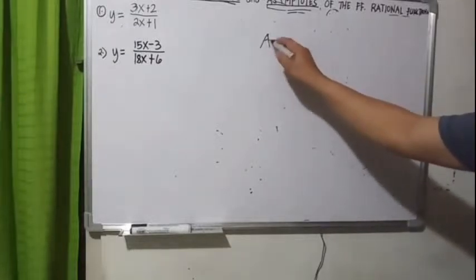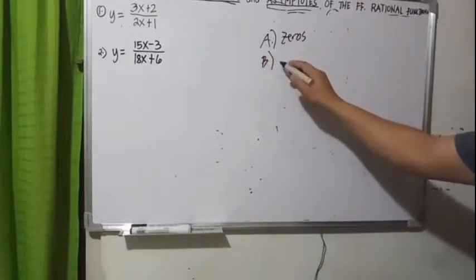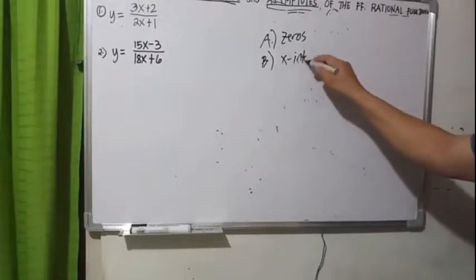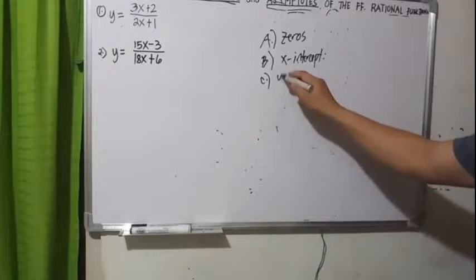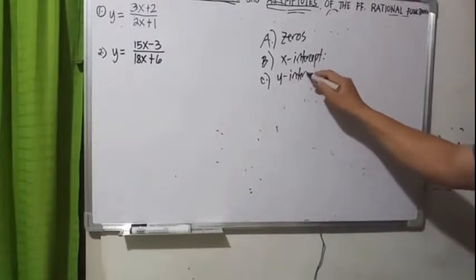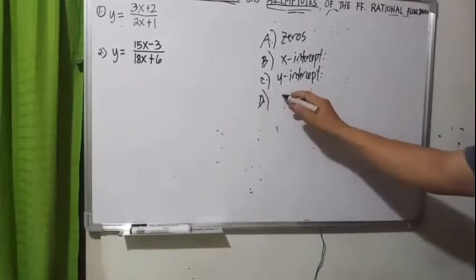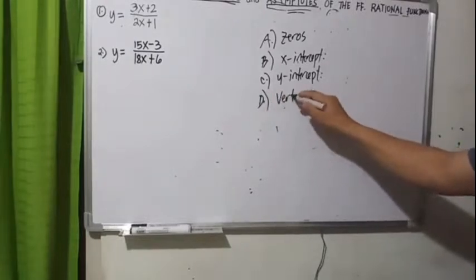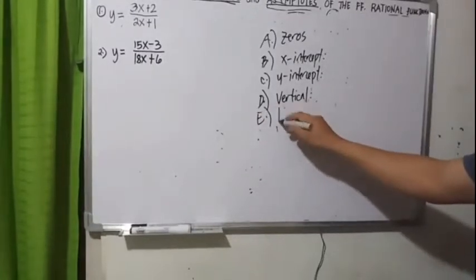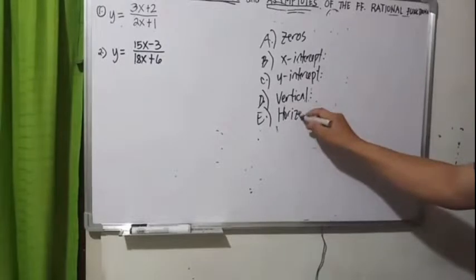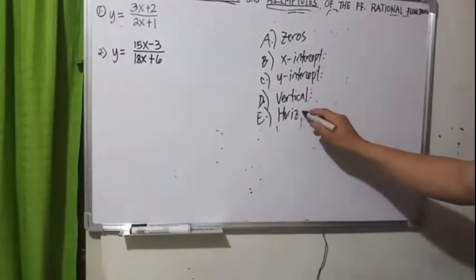So first, zeros. Second, x-intercept. Third, y-intercept. Letter D for vertical asymptote, and letter E for horizontal asymptote.